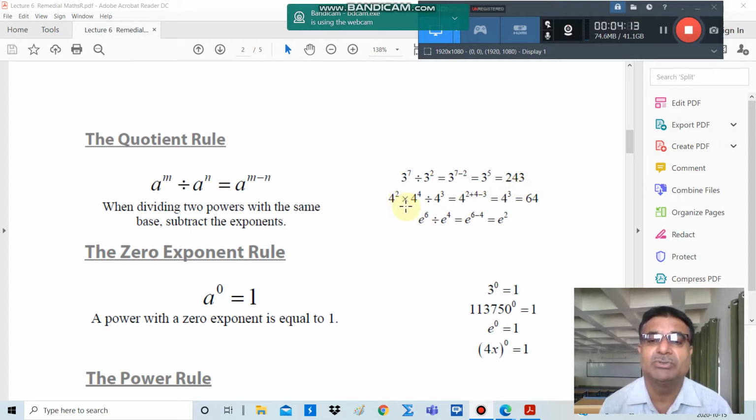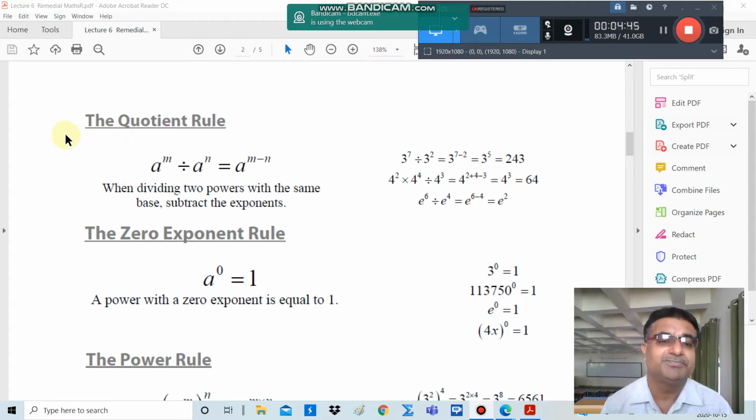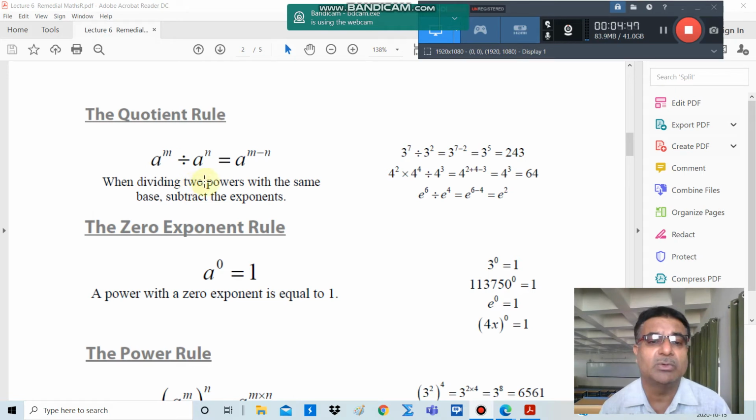Similarly, 4 to the power 2 into 4 to the power 4 divided by 4 to the power 3. This will be equal to 4 to the power 2 plus 4 minus 3, because 4 to the power 2 into 4 to the power 4 is equal to 4 to the power 2 plus 4, and this is the division by 4 to the power 3, therefore minus 3 is used here, which will be equal to 4 to the power 3. Similarly, a power 6 divided by a power 4 equals a power 6 minus 4, that is a power 2.